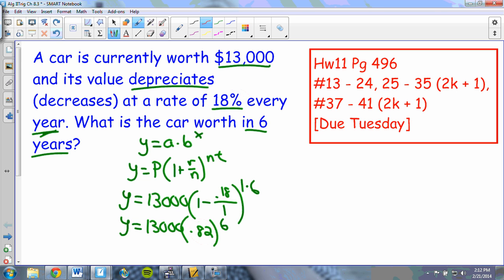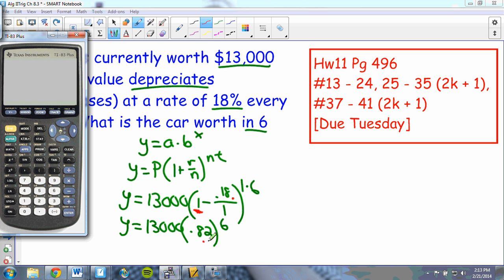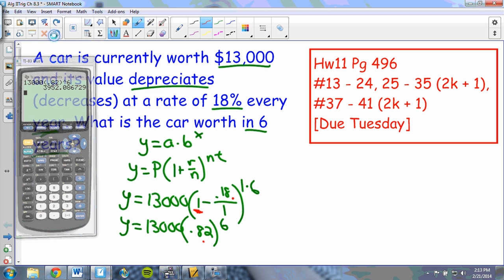Losing 18% is the same as keeping 82%. So this 1 right here represents 100%. And we're taking 18% away from that 100%, and we're left with 82%. And now this I'm just going to do in my calculator. 13,000 times 0.82 to the sixth, $3,952.08.